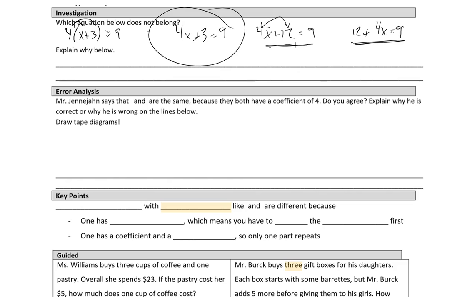For your explanation, they all have a 4x, right? So our coefficients are the same, but this one has a 12, this one has a 12, this one has a 3, but really it's a 3 times a 4, so it's also a 12. So 4x plus 3 does not belong because the constant is different.